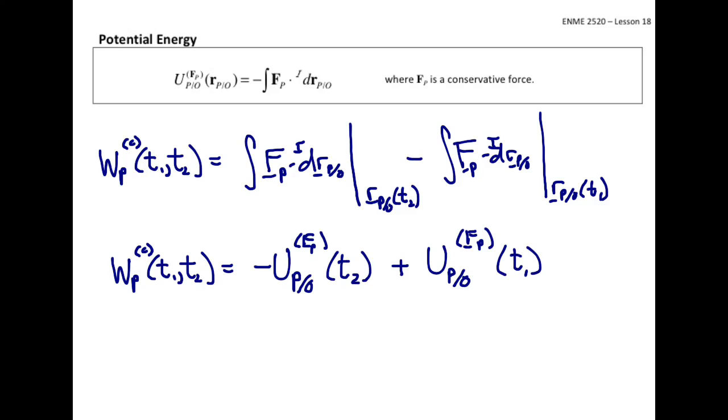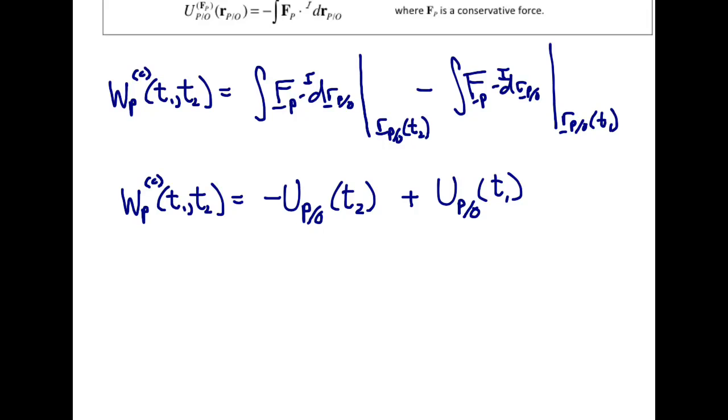Now what we're going to do moving forward is, because we can only use potential energy when we have conservative forces, we're going to drop these superscripts, because they really are superfluous in this case. So as we move on, we're going to drop the superscripts on our potential energy and just move through the derivation.